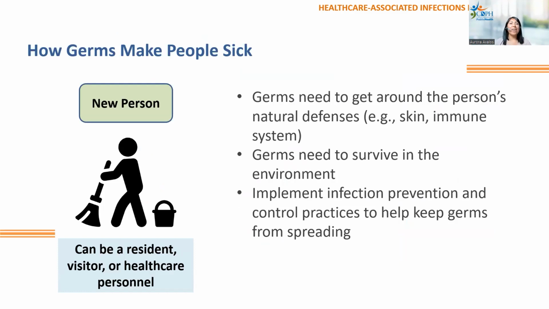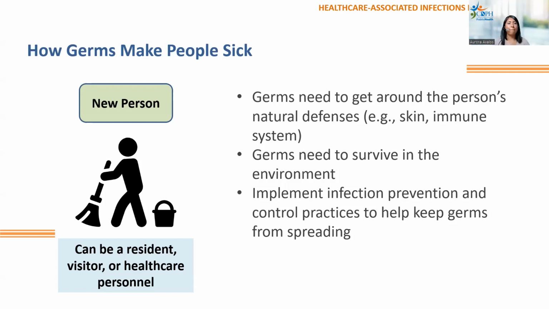Germs also need to arrive at a new person. That person could be a resident or you or one of your colleagues. And in order to infect them, the germs need to get around the person's natural defenses. If the person is already sick, then their immune system could be weak and not be able to fight germs as well as a healthy person would. And if their skin is broken from having an IV inserted, for instance, germs can enter their body through the break in the skin defense. Throughout all of these elements, the germs need to survive in the environment if they are going to make someone sick. That's called being infectious. The infection prevention and control actions that you take at any of these points help keep germs from spreading and causing infection.